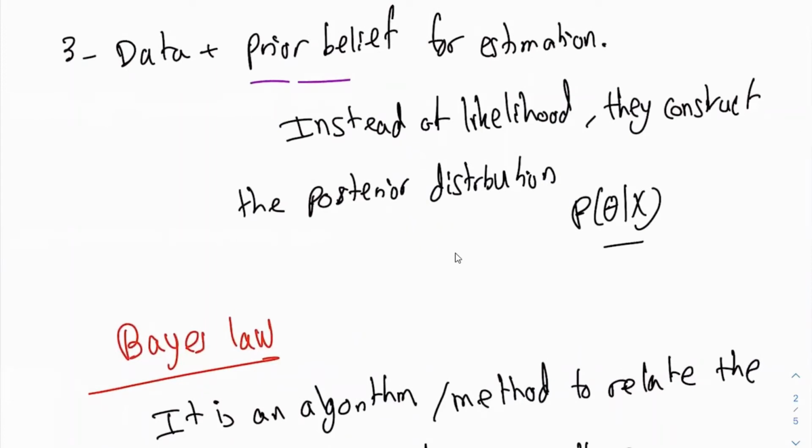The posterior distribution for a parameter theta is defined as P of theta given x. It means the belief that I have about the parameter theta after I observe the data, where x is the data. Now, in order to understand this better, we need to talk about one of the most fundamental and most crucial concepts in the whole of probability, statistics, and machine learning, which is called Bayes' law.